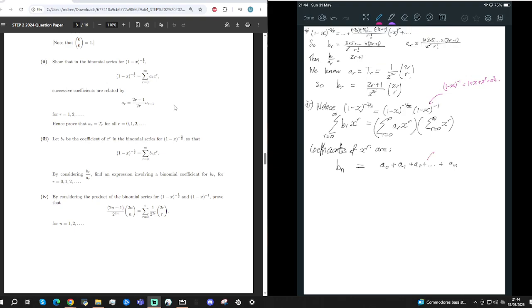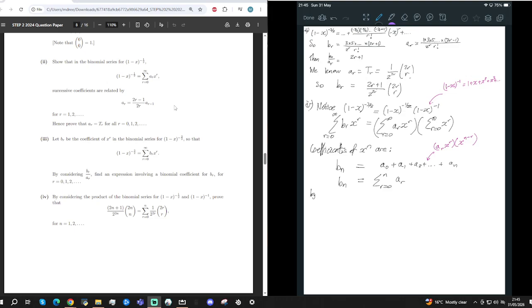And I will comment what this is. So this is really AR x to the r multiplied by x to the n minus r from the other bracket, cycling through the r's from 0 to n. And of course we can summarize that as a summation. This is the sum from r equals 0 to n of a r. But we know what all these things are.